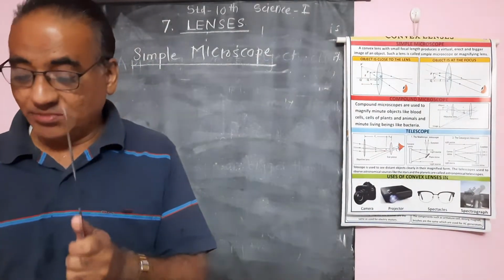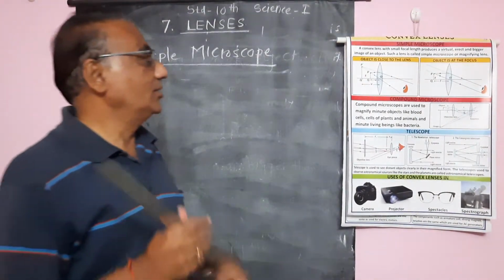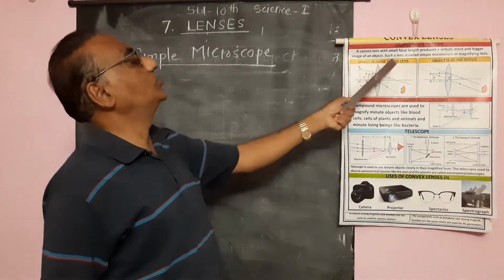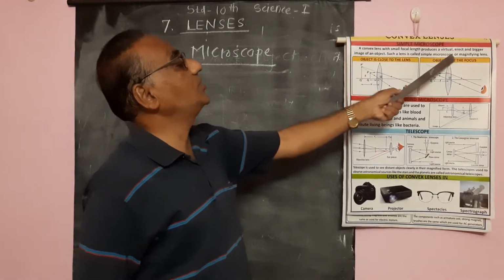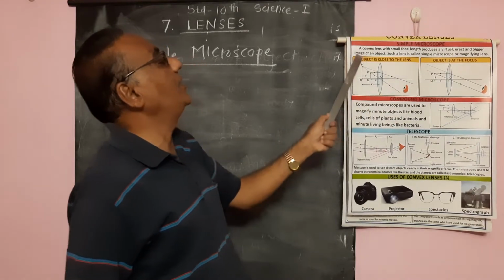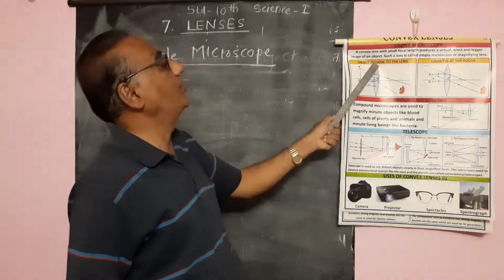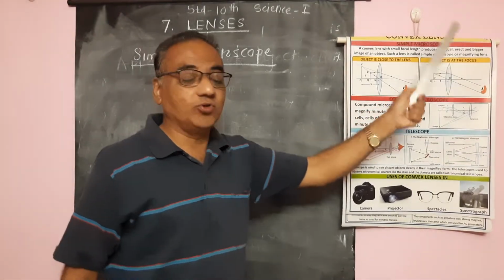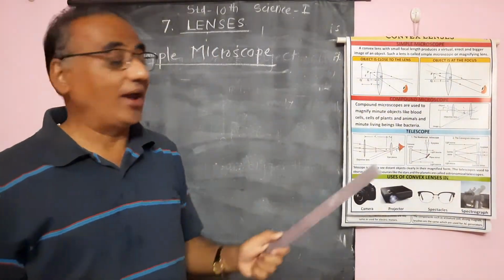Let us see what is meant by simple microscope. A simple microscope is nothing but a convex lens with small focal length that produces a virtual, erect and bigger image of an object. Such a lens is called a simple microscope, or you may call it a magnifying lens.